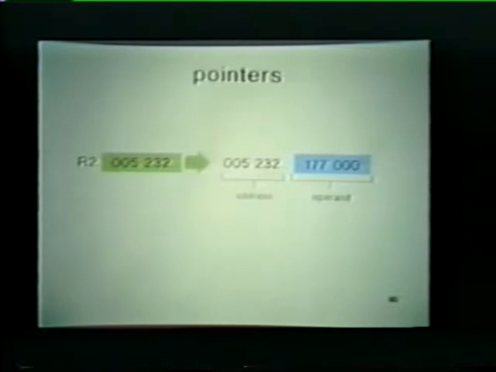Here, register R2 contains the value 005232. This value is the address of a memory location containing the operand 177000.